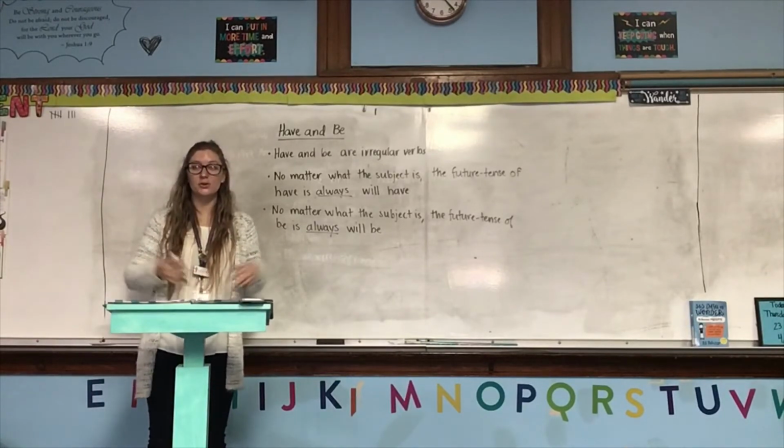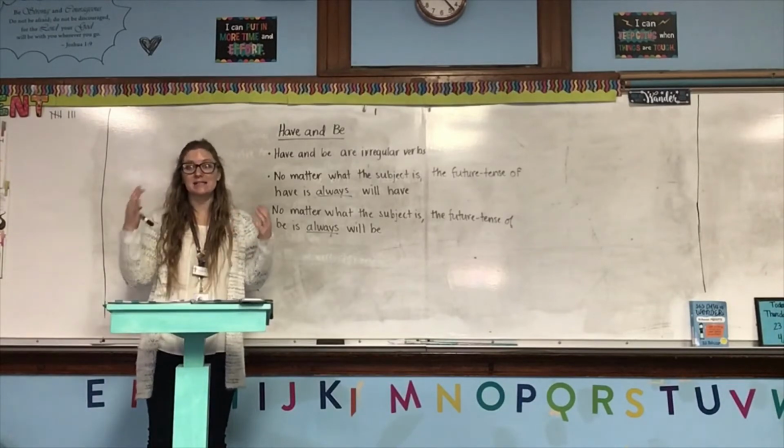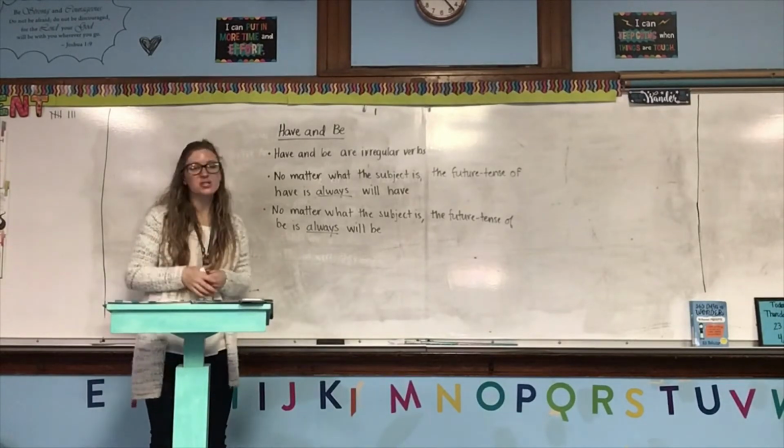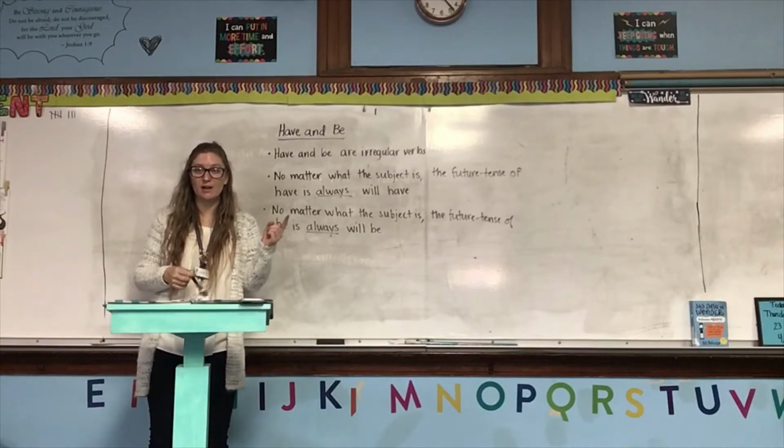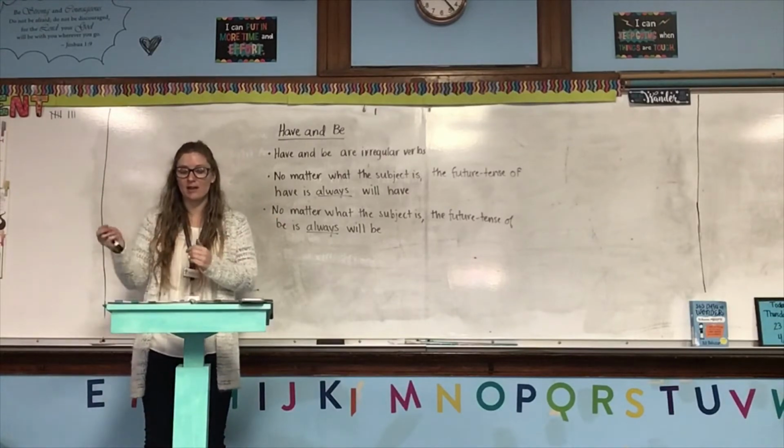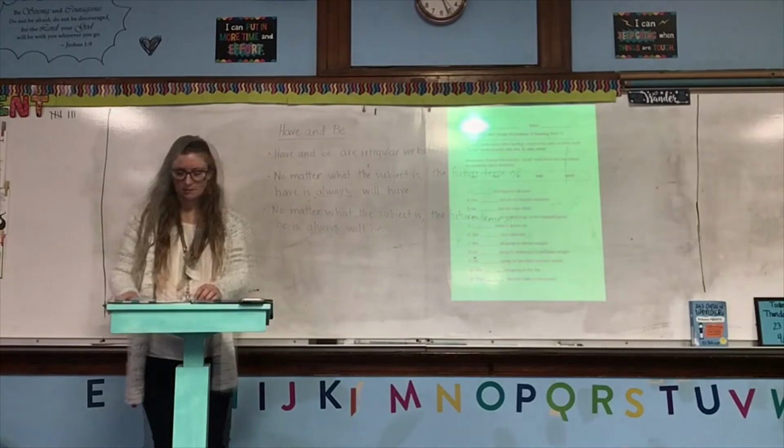It will be home soon. We will be home soon. And they will be home soon. So future tense of have and be is easy. It's just will, and then that base verb, have or be.